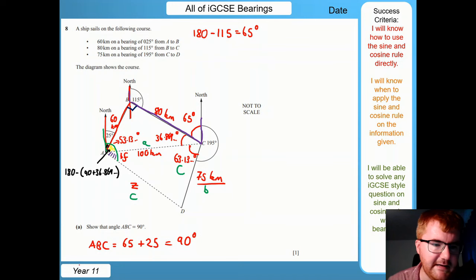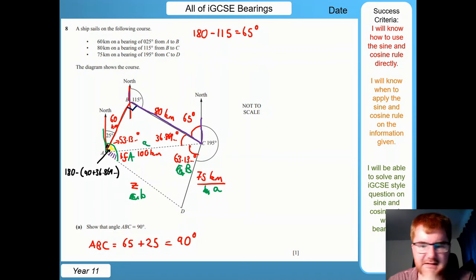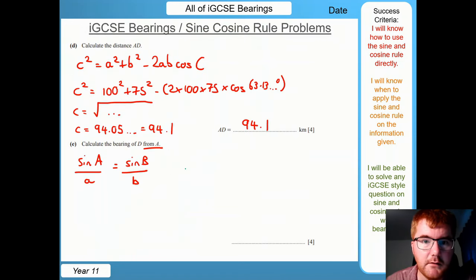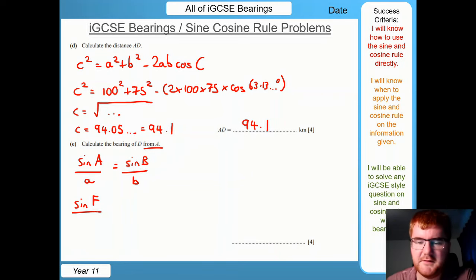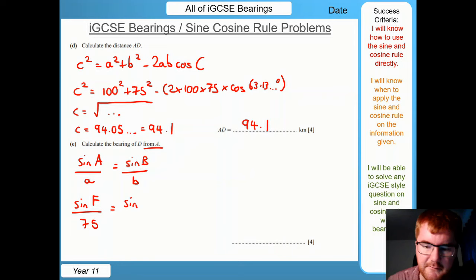And just need to label this really carefully. So F is going to be, let's do this in green, our big A. This will now be our small a. And then this will be our small b, and this will now be our big B. So we're going to pop all that in. And so we've got 94.1. So we're going to have sine of F over the side opposite, which is 75, is equal to sine of the angle, the 63.13 dot dot dot, over the answer from before, so 94.05.